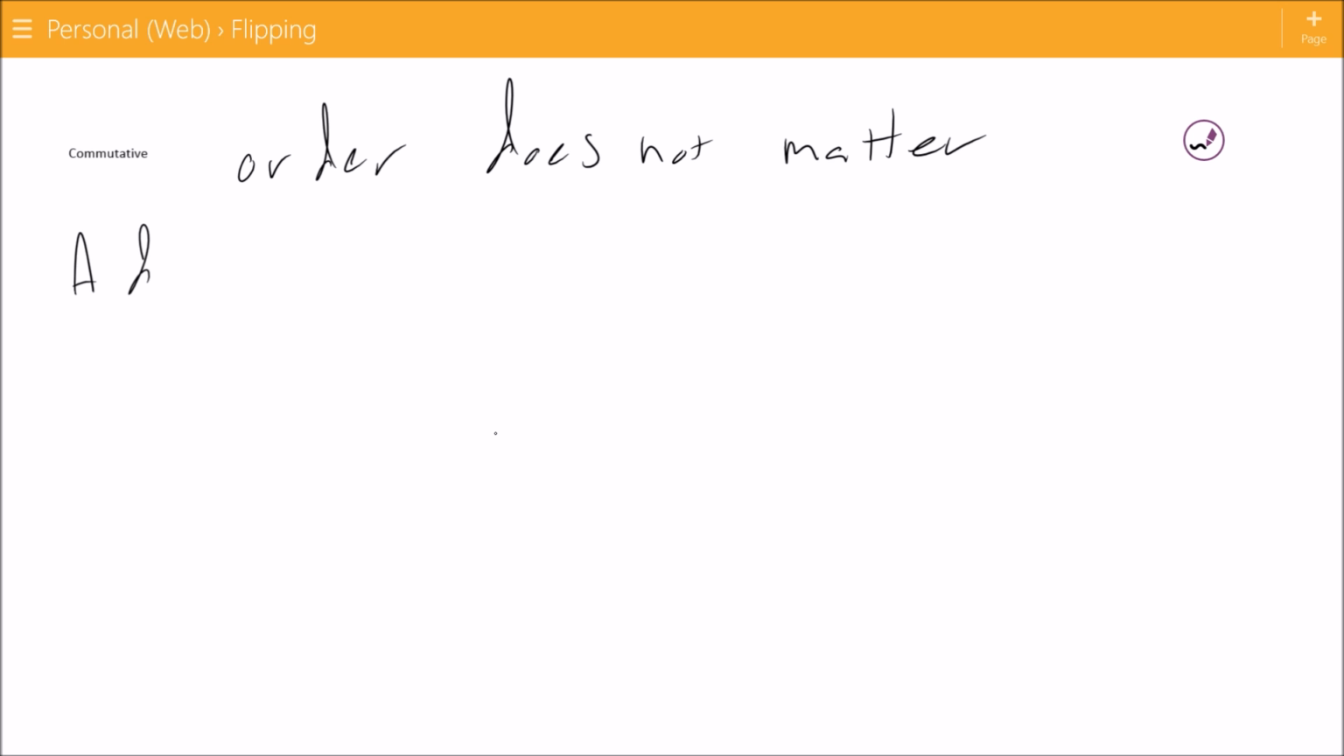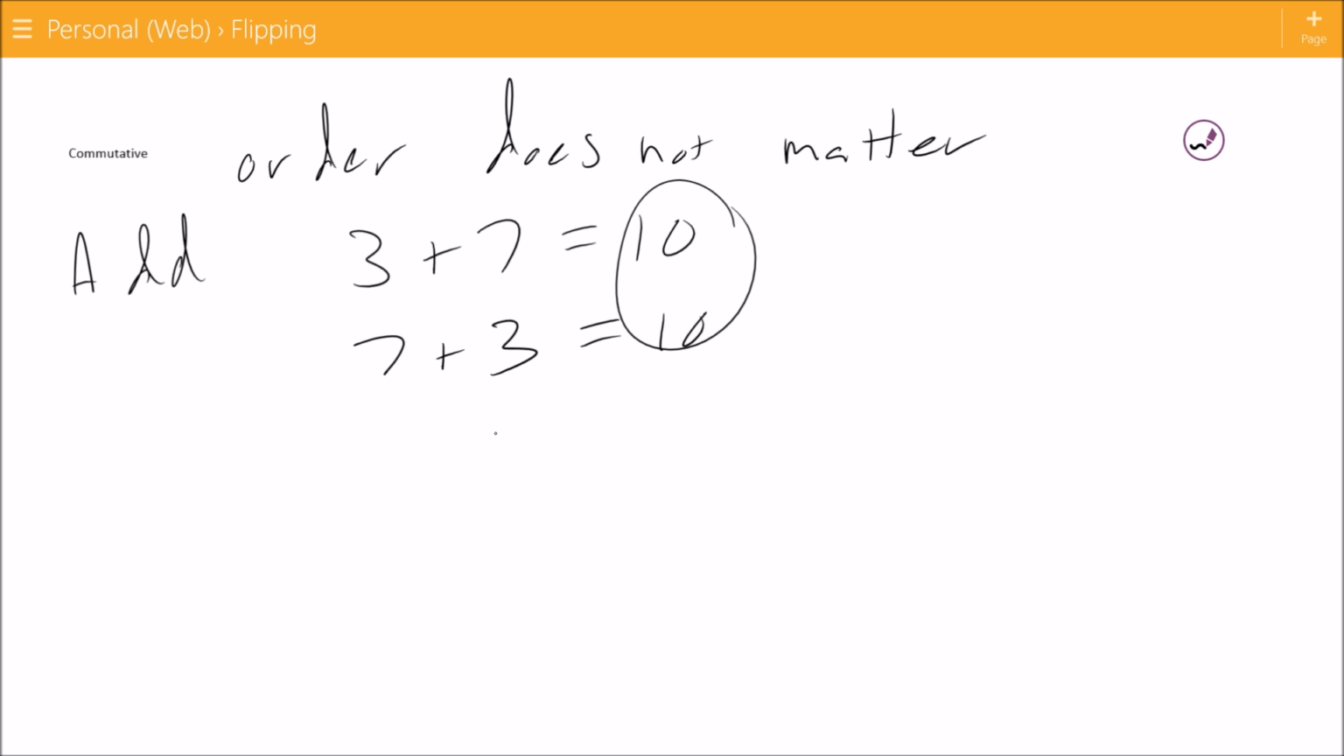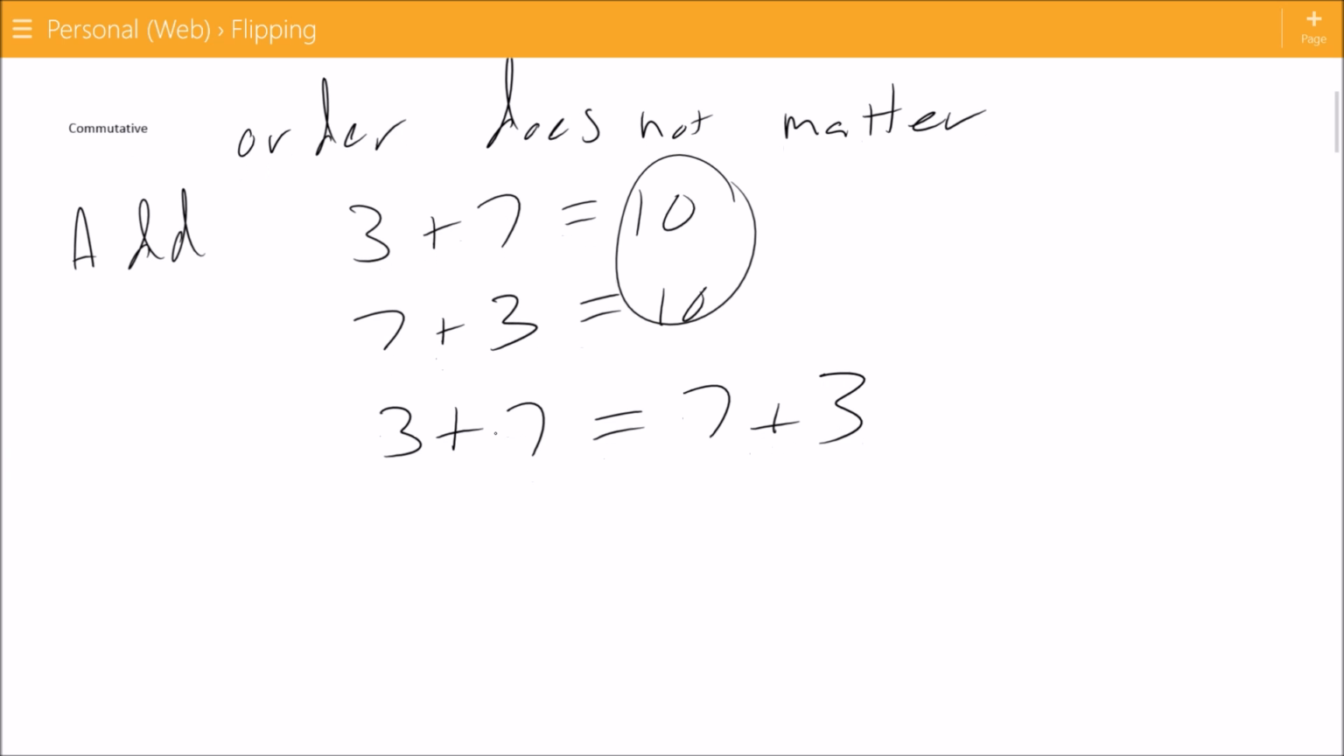First of all, for addition, we all know that 3 plus 7 is equal to 10, and we also know that 7 plus 3 is also equal to 10. So since both of these are equal to the same thing, we could say that 3 plus 7 is equal to 7 plus 3. In other words, your order does not make a difference. You can have the 3 first or you can have the 7 first. Both will add up to the same thing.